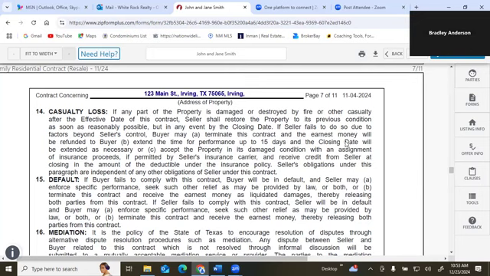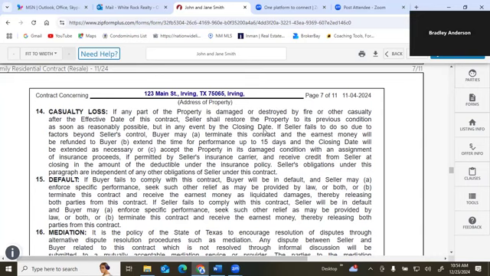So it says, if any part of the property is damaged or destroyed by fire or other casualty after the effective date, seller shall restore the property to its previous condition as soon as reasonably possible, but in any event, certainly by the closing date. All right, that's a tall order. That's going to be a tall order if every home on the street needs a roof replacement.